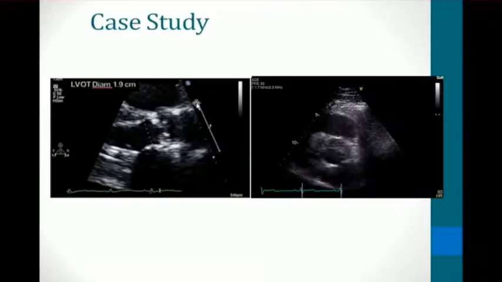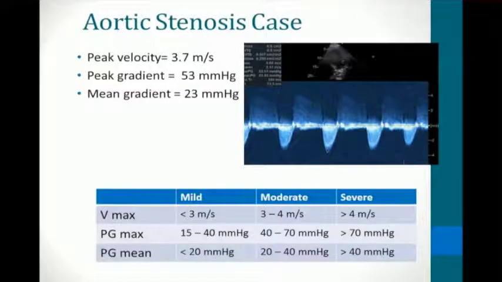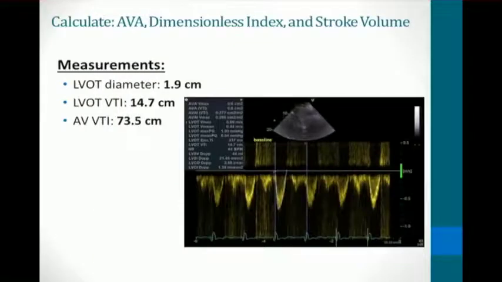So here's a patient with an LVOT diameter of 1.9 centimeters and a bicuspid aortic valve. Looking at the aortic waveform alone, we get a peak velocity of 3.7, a peak gradient of 53 millimeters of mercury, and a mean gradient of 23 millimeters of mercury, all suggesting there is moderate aortic stenosis. Let's dig a little deeper.